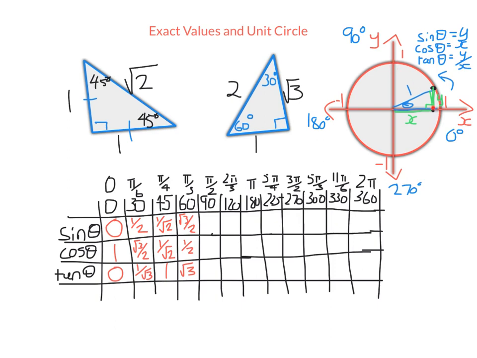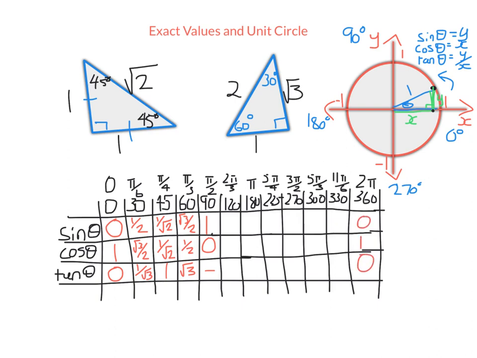If the angle with the positive x-axis is 90 degrees, straight up, the y-coordinate is 1, so sine of 90 is 1, cos of 90 is 0, and tan, we have a problem because it would be 1 divided by 0, so it's actually undefined. And we could do similarly for 180, 270, and 360. 360 and 0 are just the same, so 360 is going to be this.